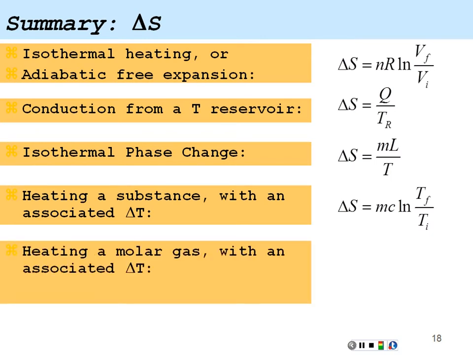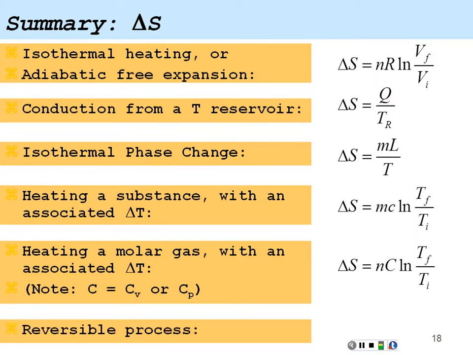Heating a molar gas with an associated change in temperature. Note that our molar specific heat is either the molar specific heat at constant volume or at constant pressure. We didn't derive this, but it's the same kind of derivation that we use for heating a substance with a change in temperature as well. And that is the number of moles times the molar specific heat times the natural log of our final temperature over our initial temperature. So same kind of integration that we would have to derive that expression. And finally, for a reversible process, the change in entropy is 0.